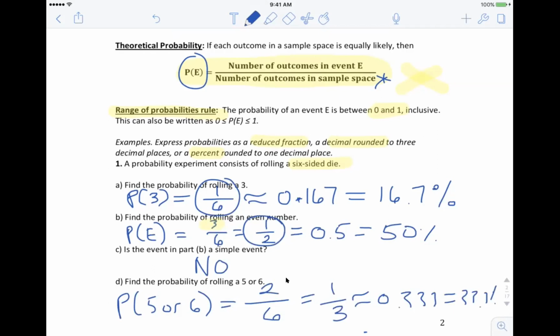Okay, hope that helps getting things started with probability. It'll get more advanced as we go. We'll do a lot more examples, and we'll go from there.